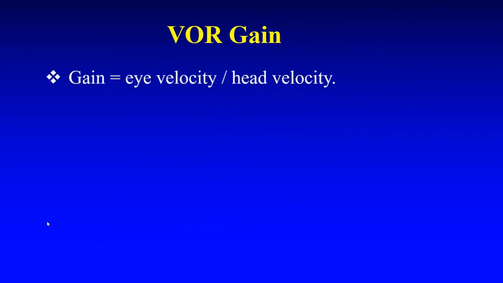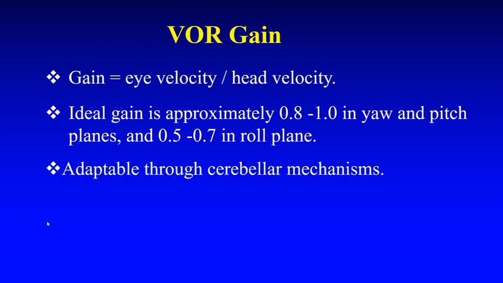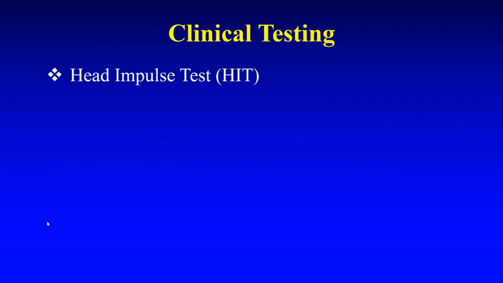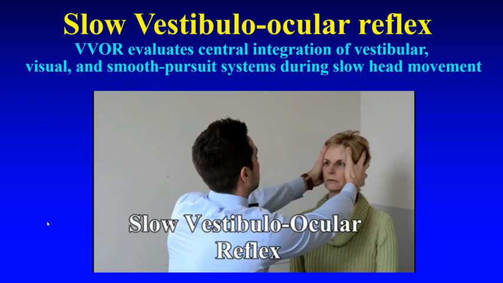VOR gain is defined as the ratio of eye velocity to head velocity. Ideal gain is approximately 0.8 to 1.0 in yaw and pitch planes and 0.5 to 0.7 in roll plane. Adaptable through cerebellar mechanisms. Clinical testing: head impulse test, video head impulse test, rotational chair testing.